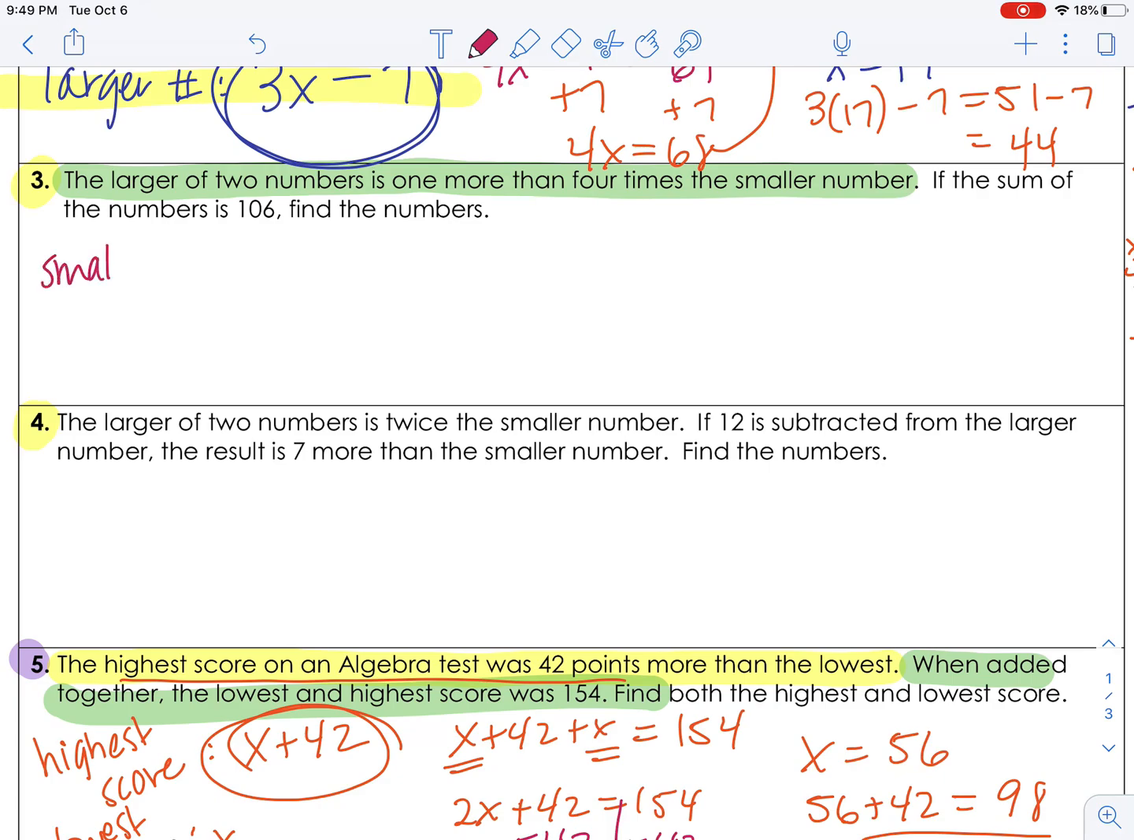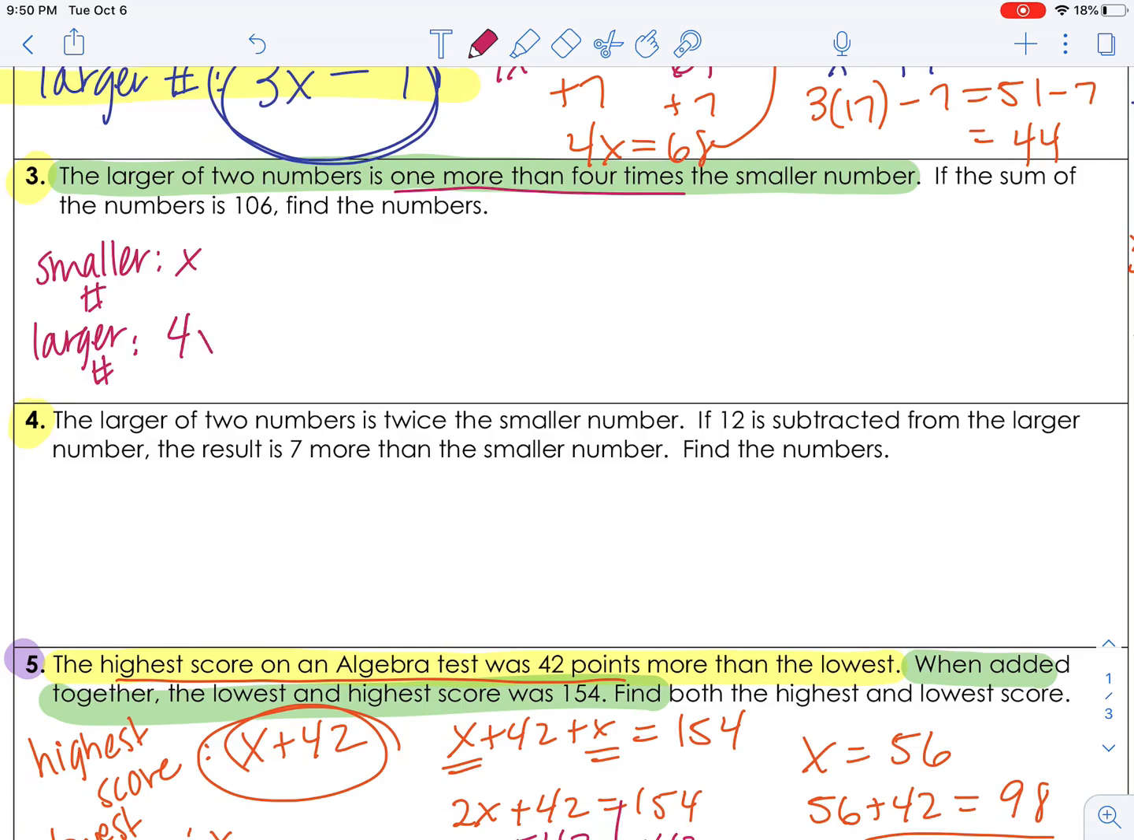So we have a smaller number. I'm going to let it be x. Larger number: 1 more than 4 times the smaller. So that's 4x plus 1. 4 times and 1 more. So 4 times x, 1 more, plus 1.